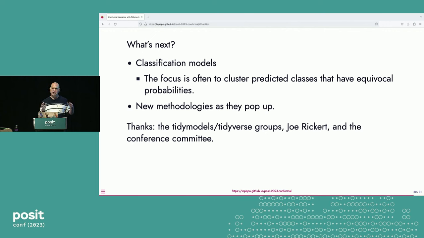If you have a prediction and you have two class probabilities that are pretty close, one thing conformal inference does for you is tell you whether they're sort of equivocal probabilities or not. And again, it's a fast-growing field, so if a new methodology pops up, we will definitely take a look at it.